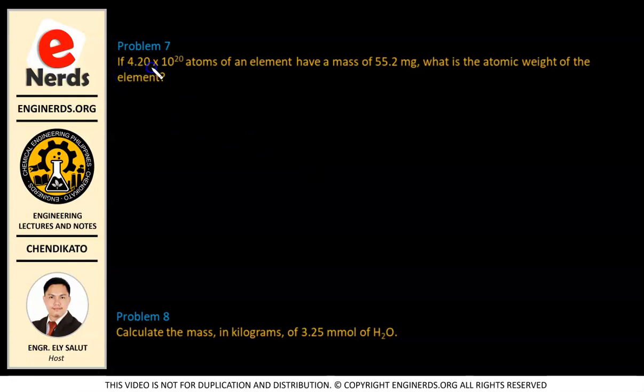If 4.2 times 10 to the 20 atoms of an element have a mass of 55.2 milligrams, what is the atomic weight of the element? We have to understand from this given that for our element, we have 4.2 times 10 to the 20 atoms, which has a mass of 55.2 milligrams. So these are our givens. For every 4.2 times 10 to the 20 atoms, we have 55.2 milligrams, so we can say that these are equal.